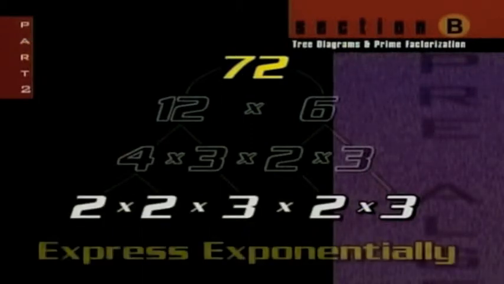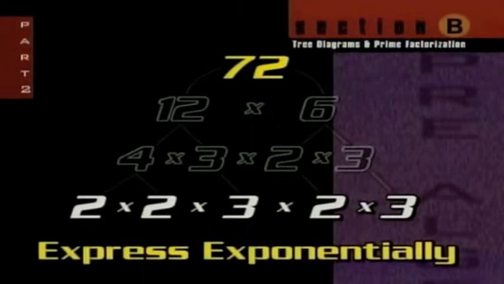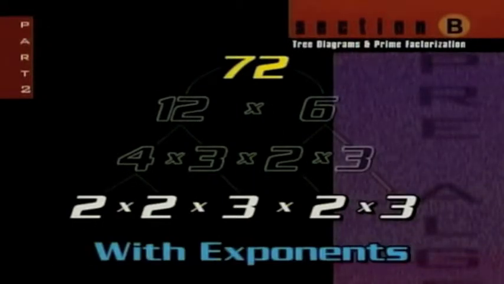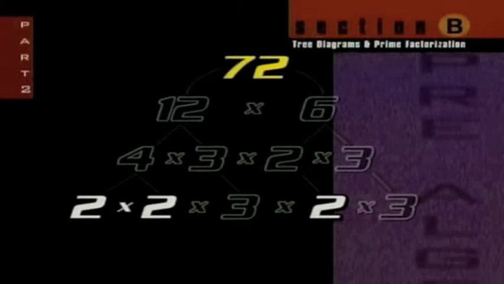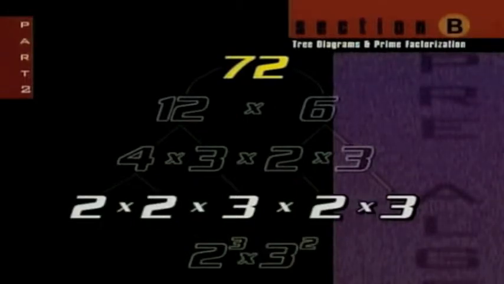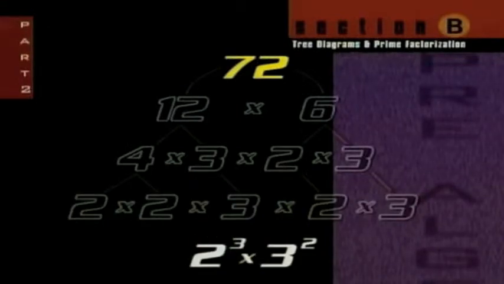The next step is to express those numbers exponentially. In other words, to write them as base numbers with exponents. Since we have 3 2's, that gives us 2 to the third power, or 2 cubed. And we have 2 3's, so we have 3 squared. That means the prime factorization of 72 equals 2 cubed times 3 squared.